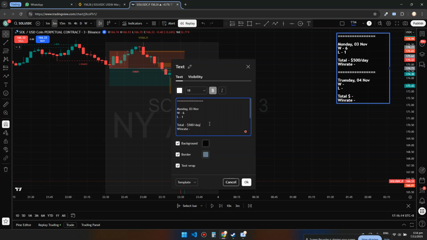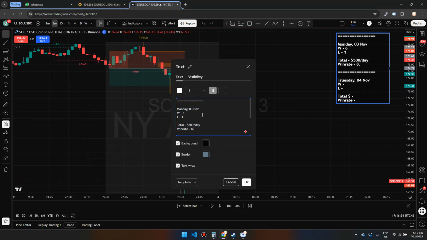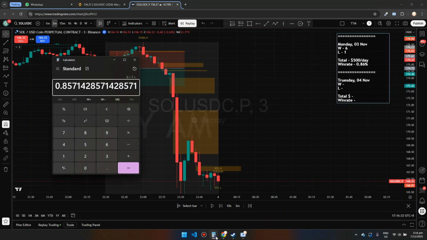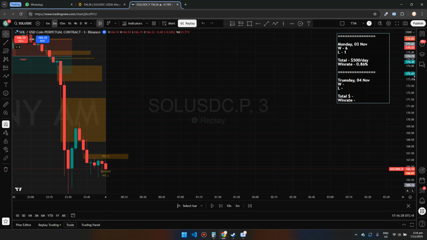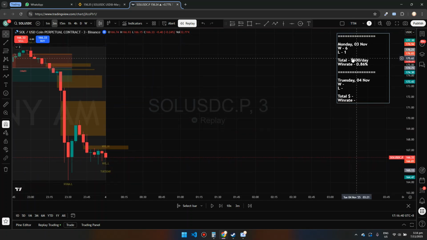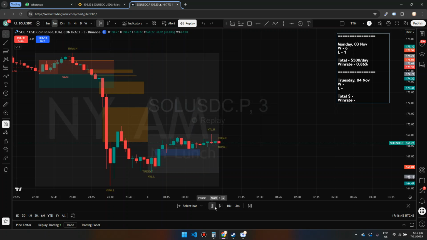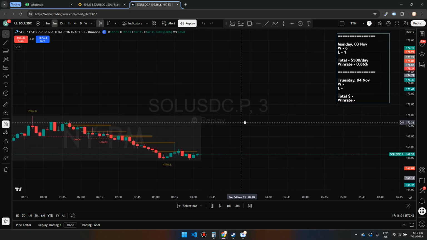500 per day. Okay, and then the win rate is 6 divided by 7. That is around 0.86, and that's the amount of money you can win just by risking $100 per trade. Okay, let's move on to November Tuesday.